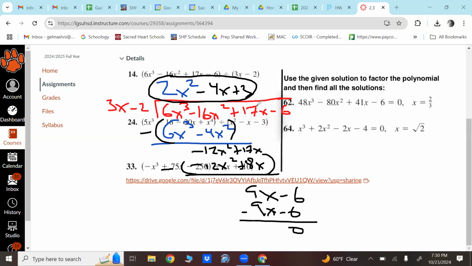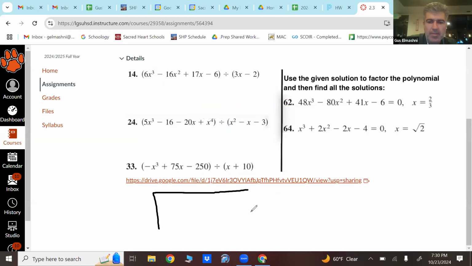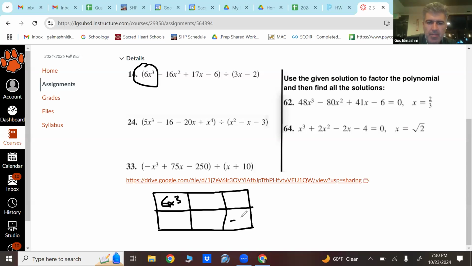Now, I'm going to teach you another technique you might like a little better. I'm just going to show it to you. If you like it, we'll go with it. So what you do is this. You make a grid. If that's a cube, you're going to do 3 columns. You can put the first term right here, and the last term right here, and the 3x minus 2 you're going to put right here.